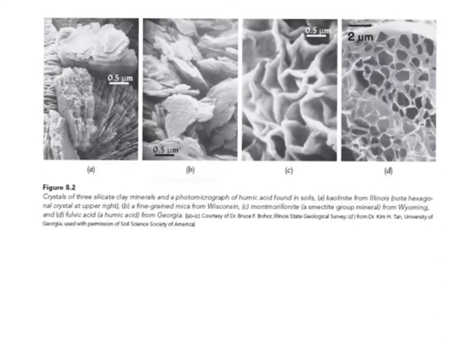In Figure 8.2, you'll see some what we call scanning electron microscope images of clay. So these first three, A, B, and C, are clay. You can see that A is a kaolinite. That's a form of clay. And the thing to notice is that it's a mineral.